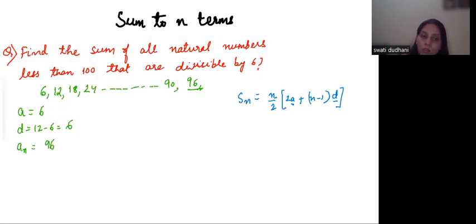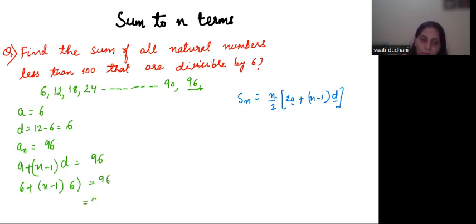So let us come back to the concept we know. We know the data that an is equal to 96. So this formula can be applied, which is a plus n minus 1 into d is equal to 96. Using this formula, you can find the number of terms firstly. So 6 plus n minus 1 into 6 is equal to 96. Plus 6, when I transpose, it becomes minus 6. So 96 minus 6. And here I can open the bracket. 6 into n is 6n.